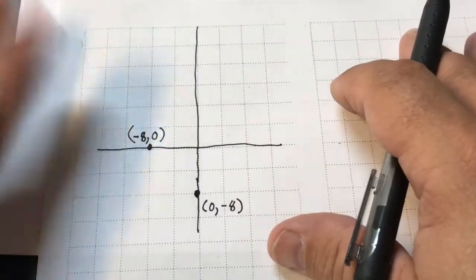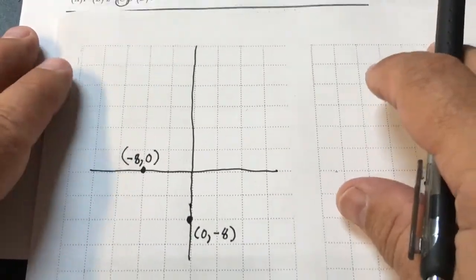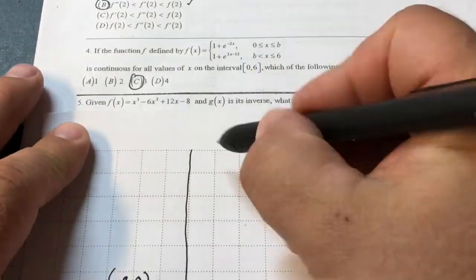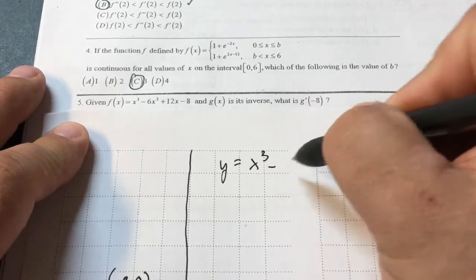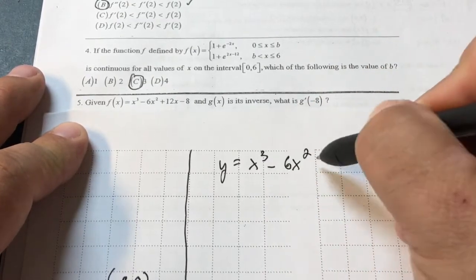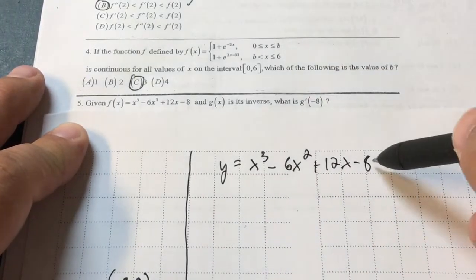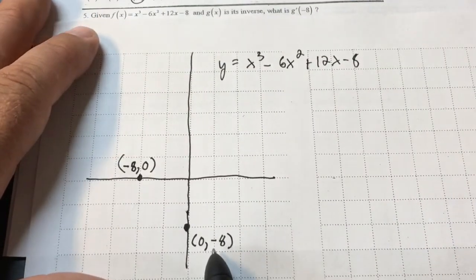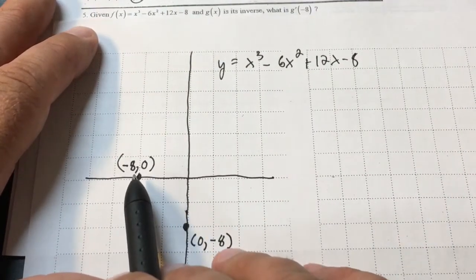I'm not allowed to graph it, though, because I don't have a graphing calculator. I'm not going to graph it by hand. I'm going to take the inverse of it, though. And that there is y equals x cubed minus 6x squared plus 12x minus 8. And notice, because of that minus 8, I know it goes through 0, negative 8, and its inverse must go through negative 8, 0.